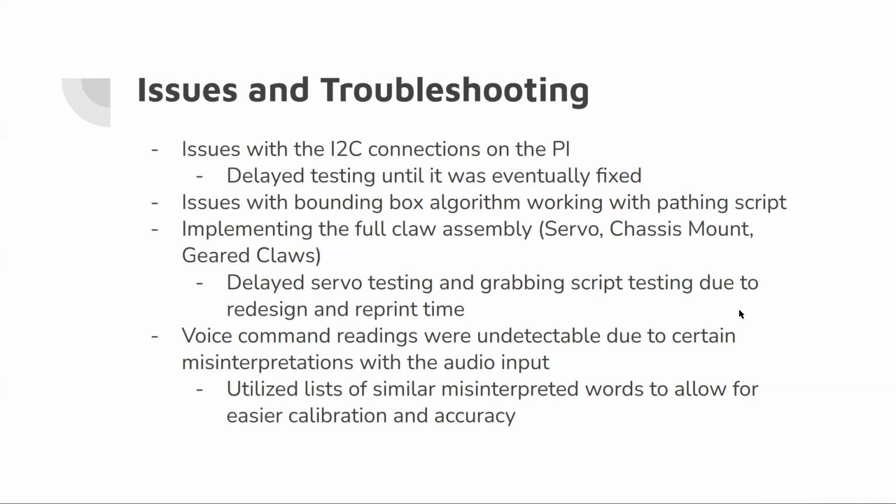Finally, the voice command readings were also undetectable due to certain misinterpretations with the audio input. This basically happened due to background noise or the Scuttle and Vosk library not particularly picking up the words Rex or the bark and fetch commands. Hence, we utilized lists of similarly misinterpreted words and added those as a near accuracy for the Scuttle to pick up. So any other words that sounded similar to Rex or spin or fetch or bark would be counted as a valid command, and the Scuttle would interpret it and execute the appropriate task.